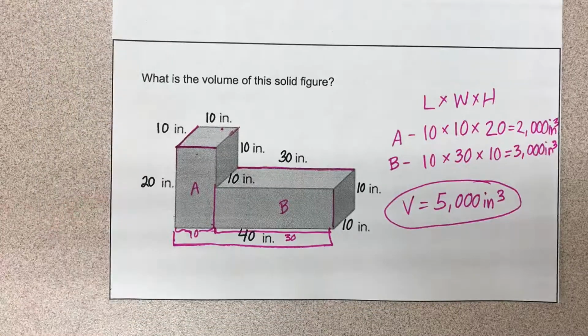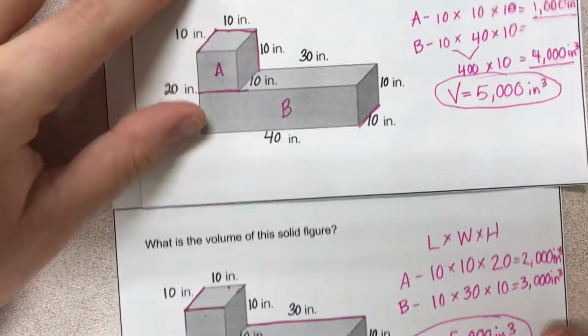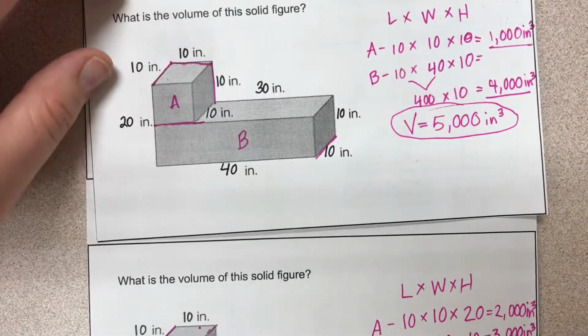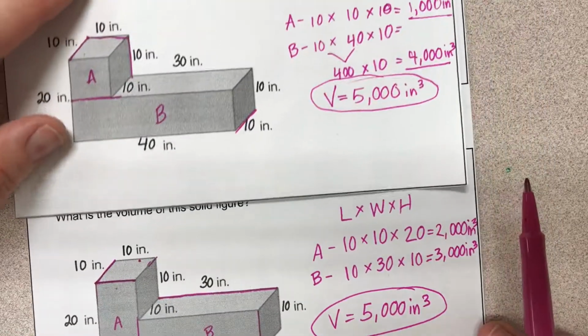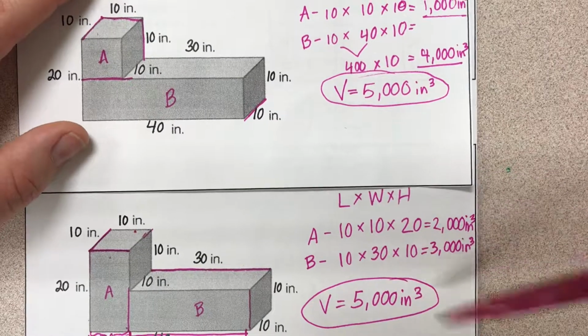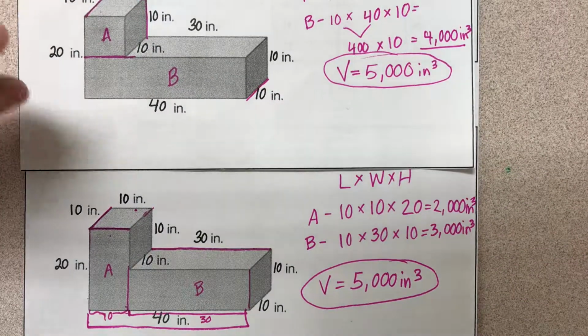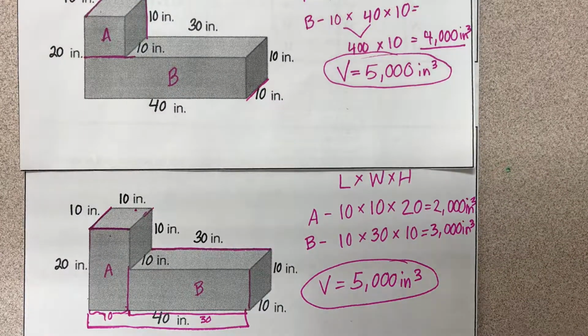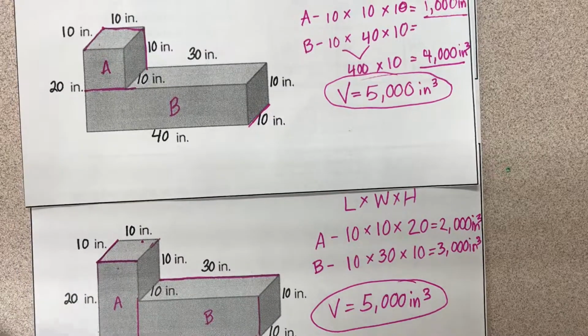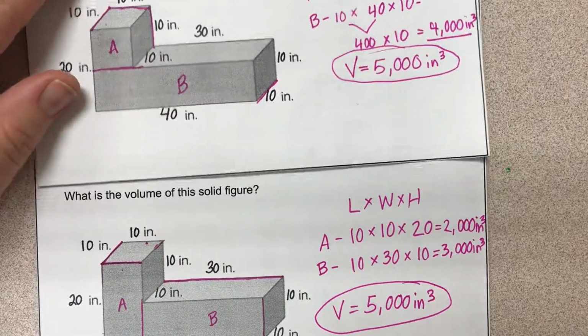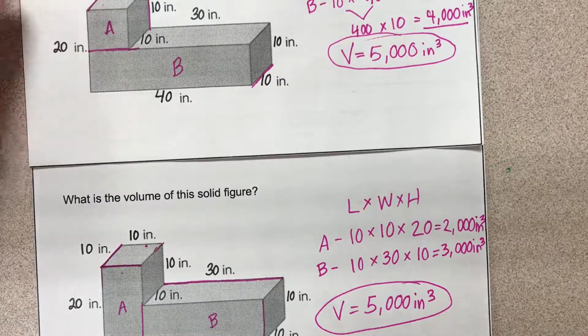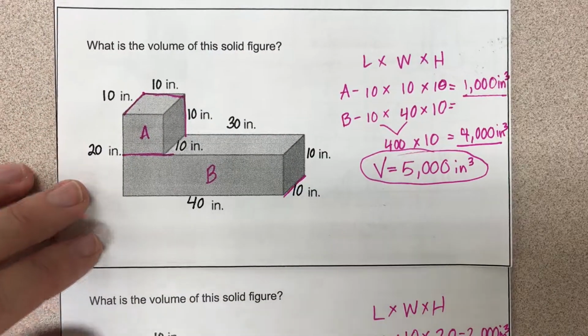Now see, that just goes to show that no matter which way you do it, whether you're cutting it horizontally or you're cutting it vertically, you end up with the same answer. The dimensions just look a little bit different. So those are the notes for finding the volume of complex figures. If you have any questions, let me know.